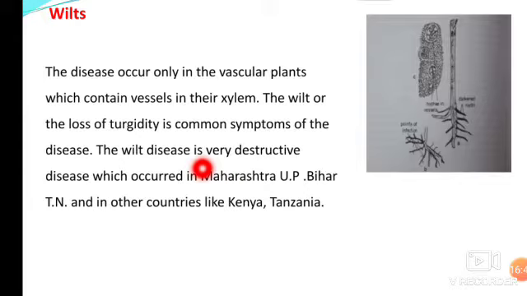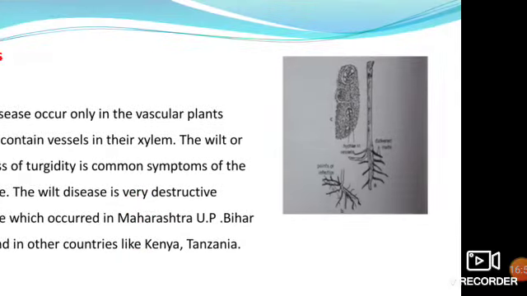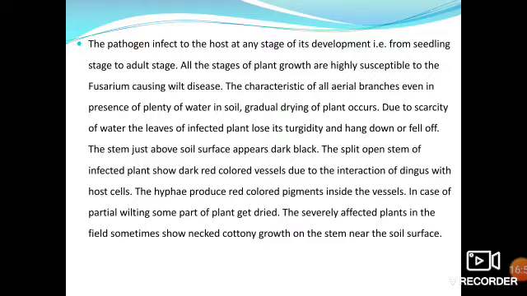This is the best example, seen in wilt of pigeon pea. Okay, this is a very common disease in India and other countries like Kenya and Tanzania. Here, the pathogen infects the host at any stage of development, from seedling stage to adult stage. All stages of plant growth are highly susceptible to Fusarium, the fungus that causes the wilt disease.